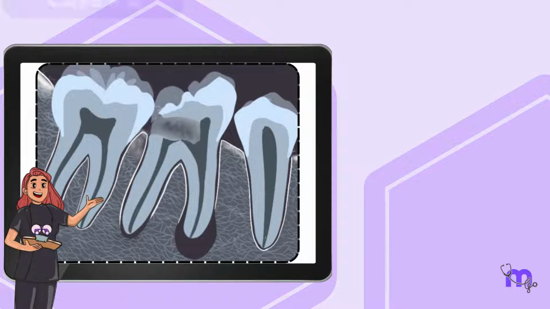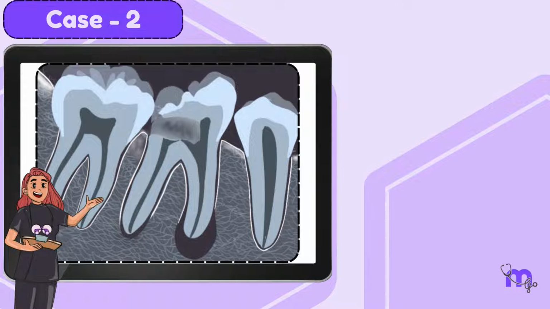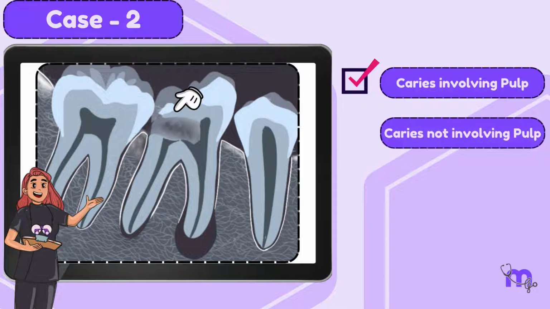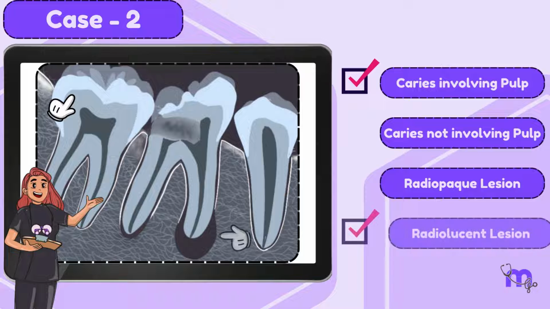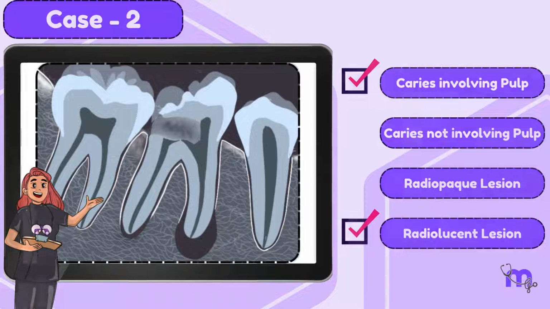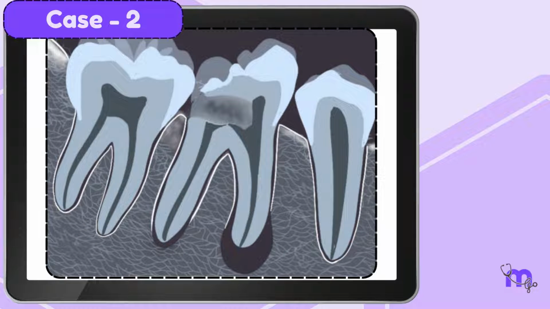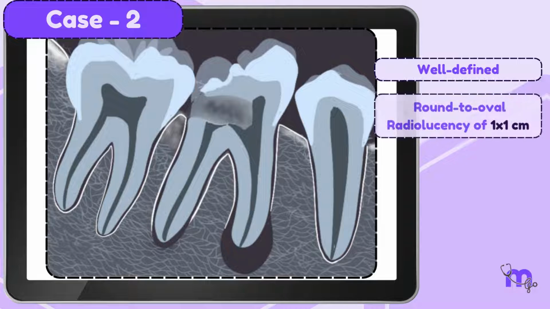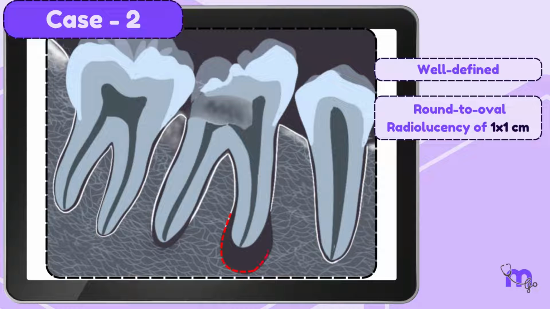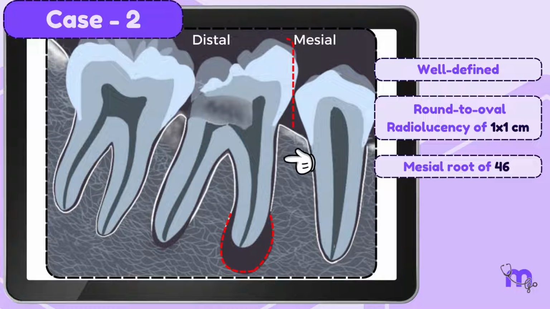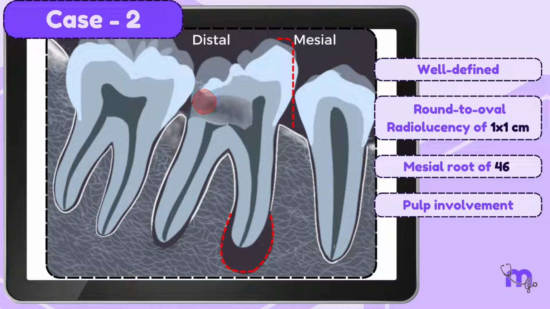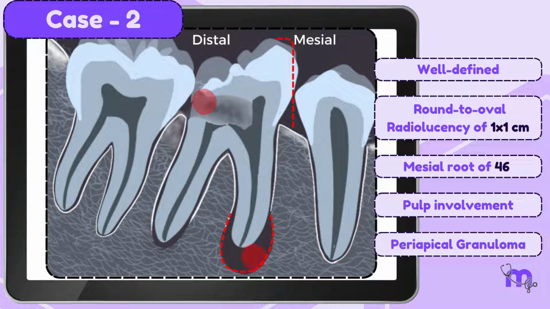Now let us consider the second case. What do you observe here? Caries involving pulp. Radiolucent lesion. Yes, this radiograph shows a well-defined round to oval radiolucency of 1 by 1 centimeter in relation to the mesial root of 4-6, most likely due to the pulp involvement. Based on the size, I decided it was a periapical granuloma.